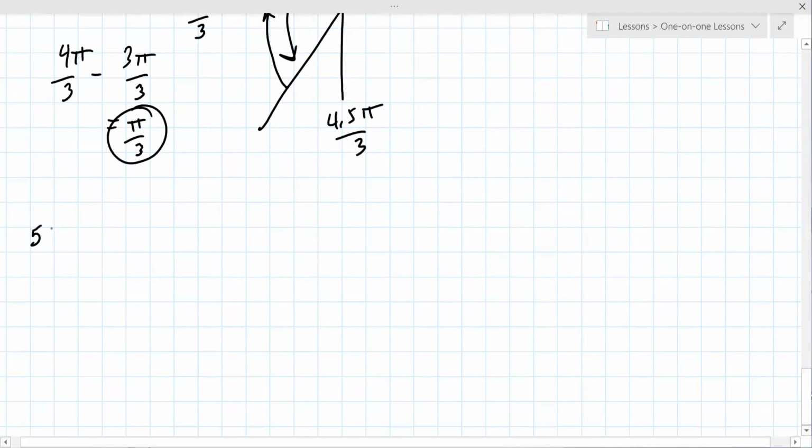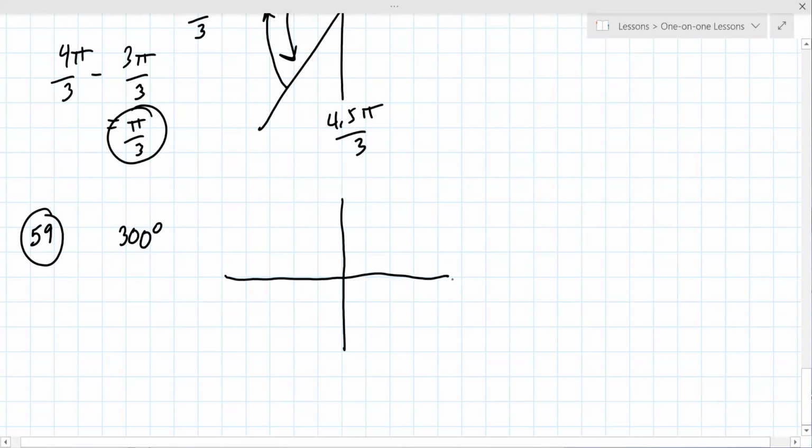All right, so 59. It says 300 degrees. Now you have a unit circle, but I'll try to explain what they want you to do without a unit circle. So there's 0, there's 90, there's 180, there's 270. So you go all the way around, and that's your 300 degrees.